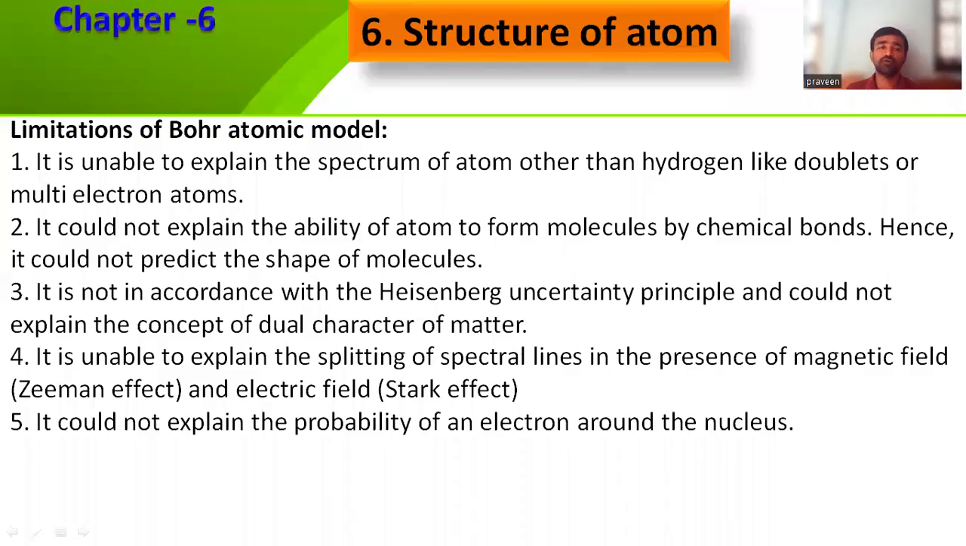Having more than one electron is not explained by Bohr's model. There is simply no discussion about chemical bonding, and no discussion about the shape of molecules. Here the Heisenberg uncertainty principle is also not satisfied.